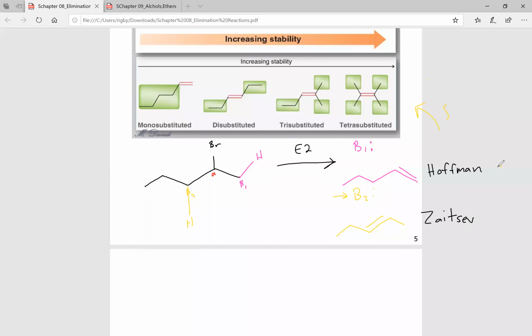But I just want you to notice here, if you look at beta 2, we can see that that carbon is more crowded. It's connected to 2 other carbons. There are bigger groups next to it, whereas beta 1 is only attached to a single carbon, which means that it's less substituted and it's easier for big bases to get into it.